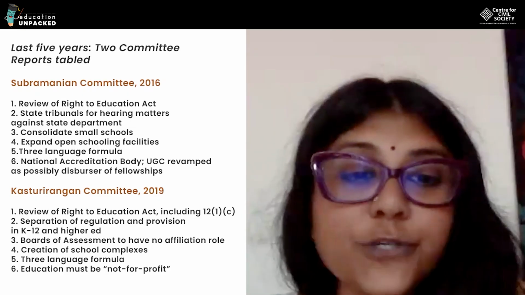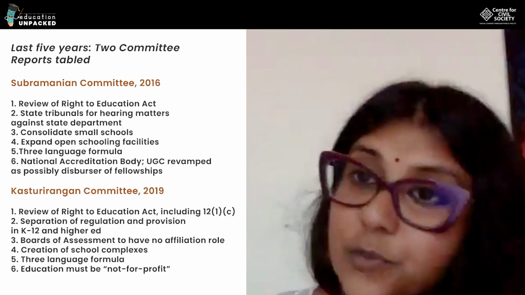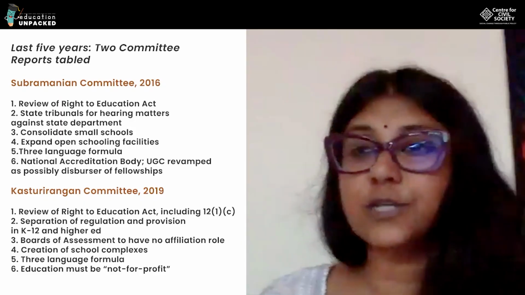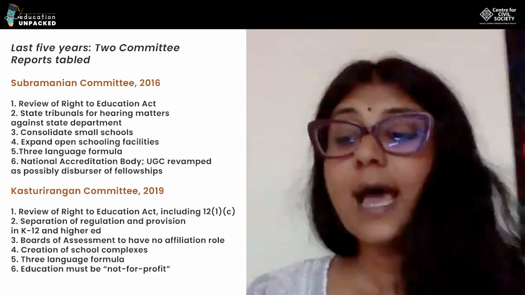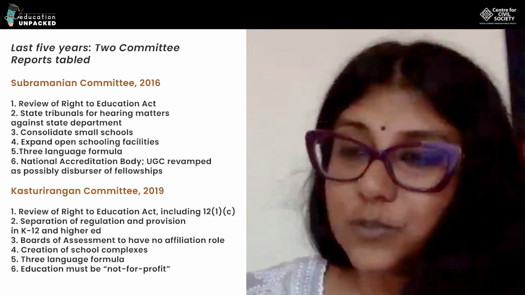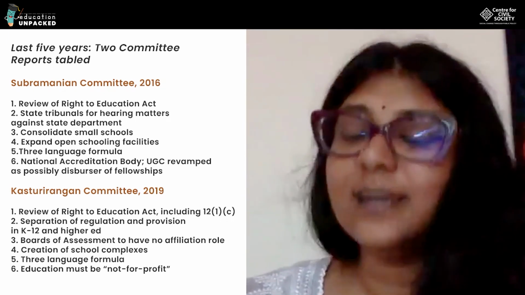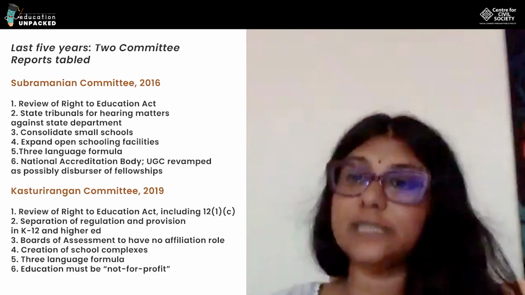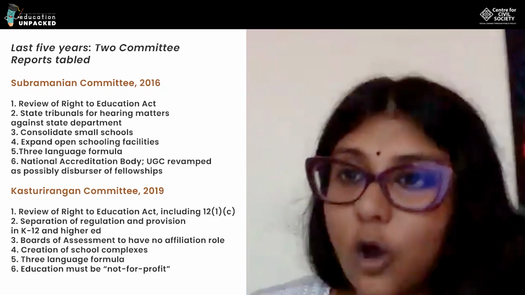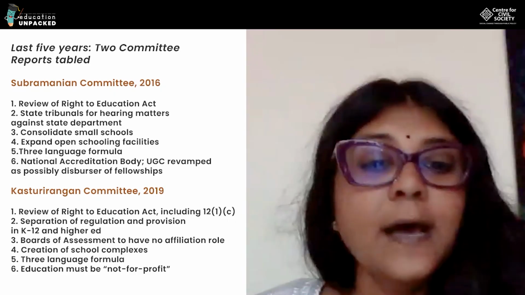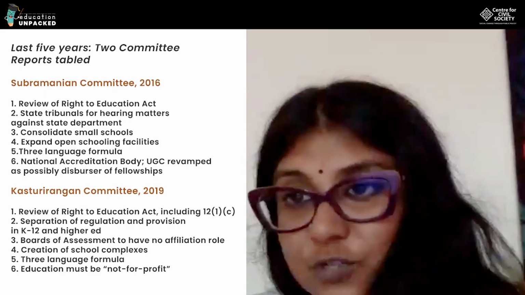Of course, they also recommended expanding the open schooling facilities. If you recall, I had mentioned that the National Institute of Open Schooling already existed. They also recommended that we expand this into state open schooling or strengthen state open schooling infrastructure, and think about improving the curriculum, the technology, as well as the validity of the certificates that open schools were providing to students. It doubled down on the 3-language formula.